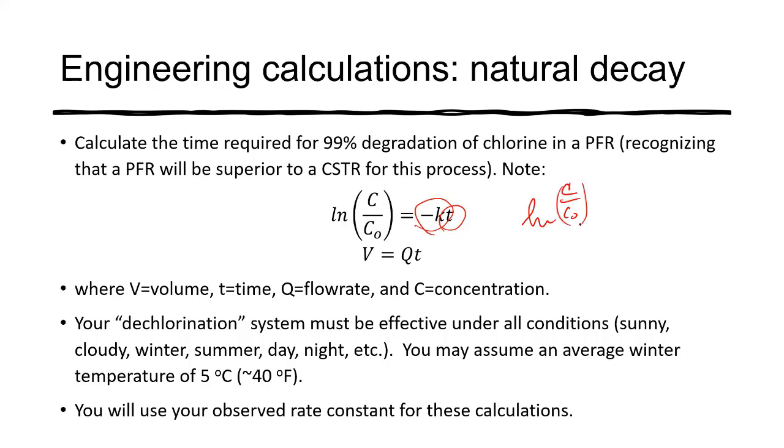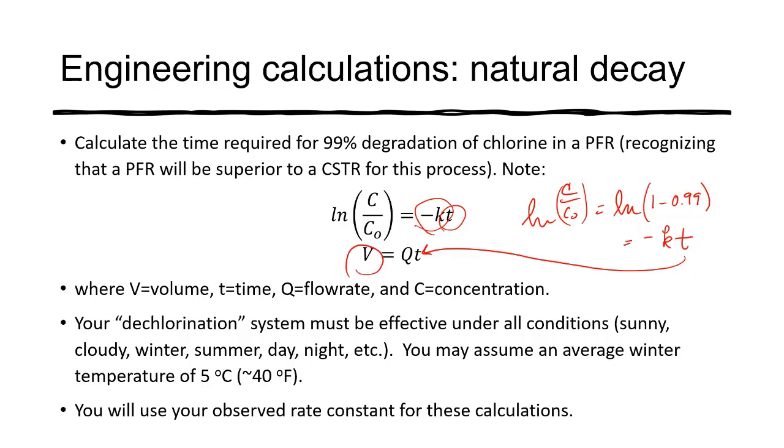So if we have 99% decay, this is equal to ln of 1 minus 0.99. That equals minus kt, as I mentioned, where k is the value that you determined, and you will determine t. And this t you will then use here. So you'll multiply that by the flow rate that you're given, and you will determine a volume.